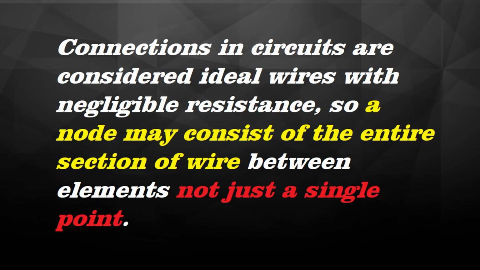Now, this is a very important point as far as understanding nodes is concerned. That is, connections in circuits are considered ideal wires with negligible resistance. So, a node may consist of an entire section of wires between elements and not just a single point. So, what do I mean by this?